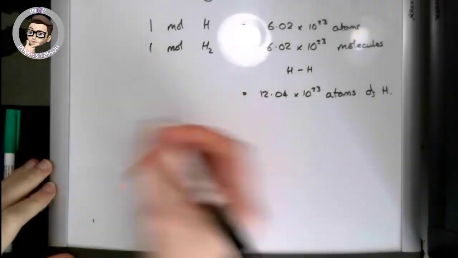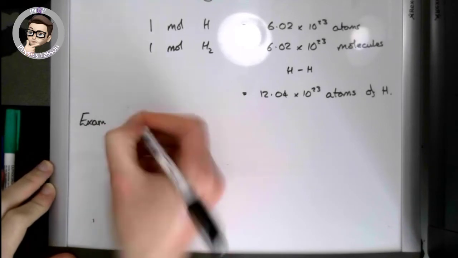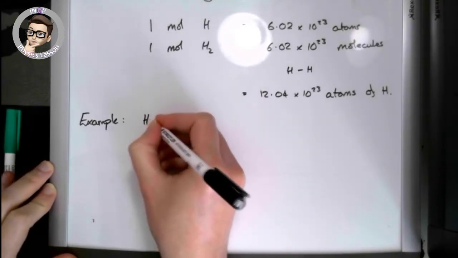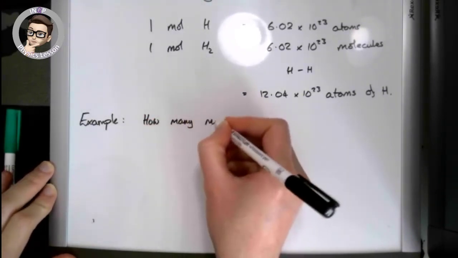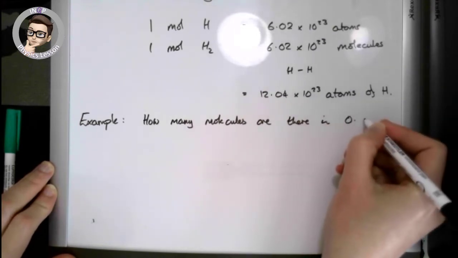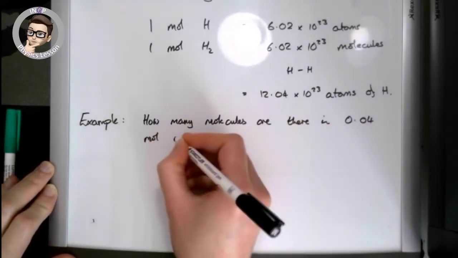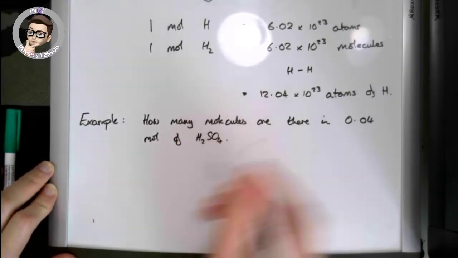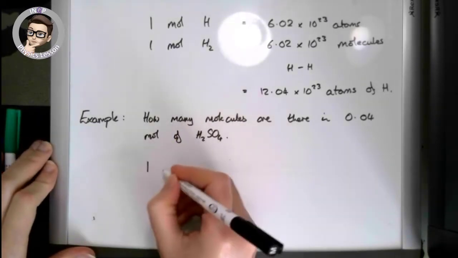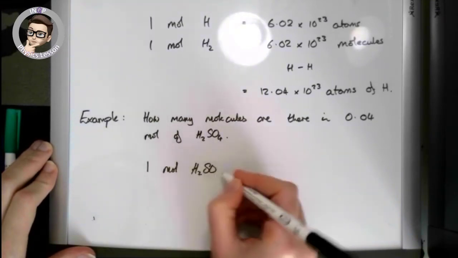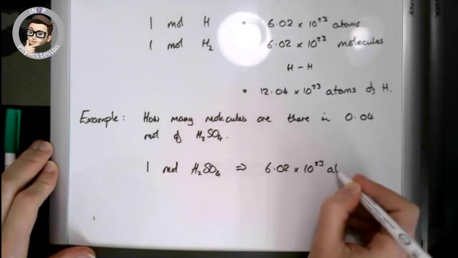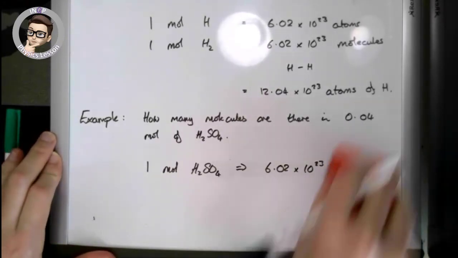So let's do an example. Let's give you something to have a go at first of all. So here's your example. How many molecules are there in 0.04 moles of H2SO4? Sulfuric acid, very similar to the question we've been doing previously. We know that 1 mole of H2SO4 would in fact give us 6.02 times 10 to the 23 atoms, let's make sure I use the right terms here, molecules.